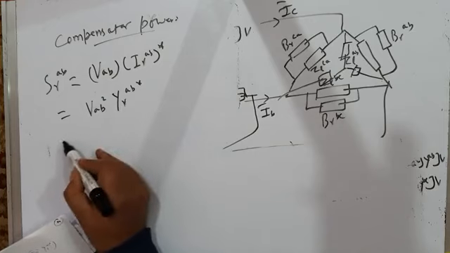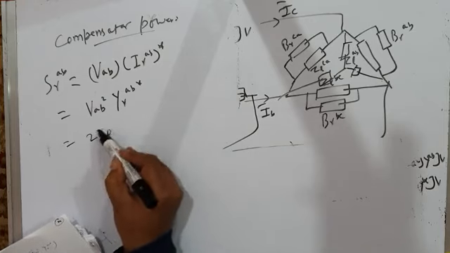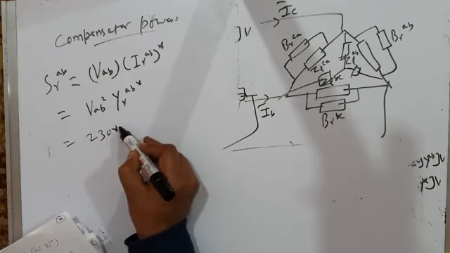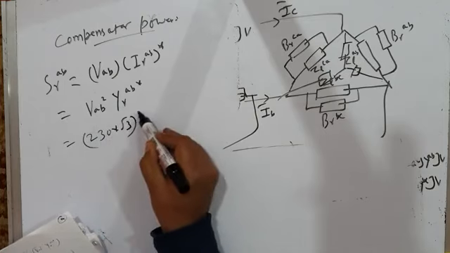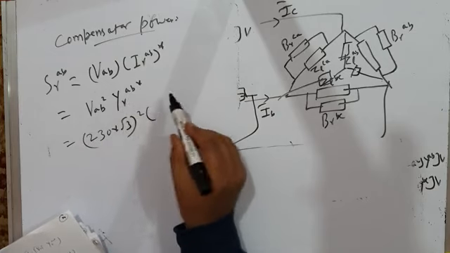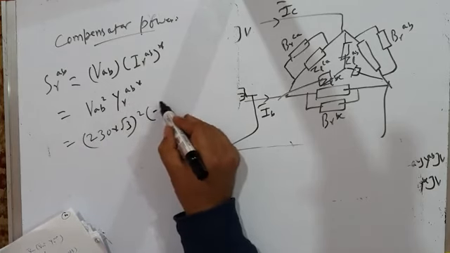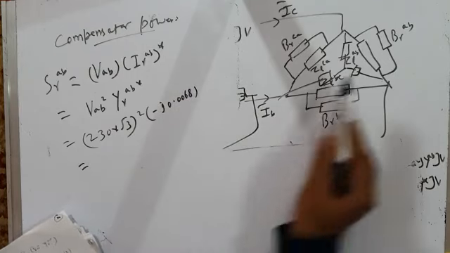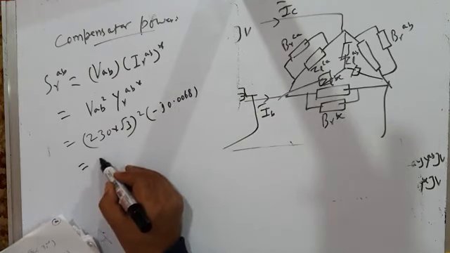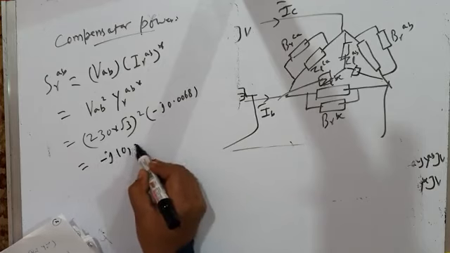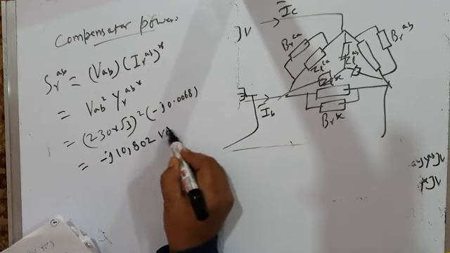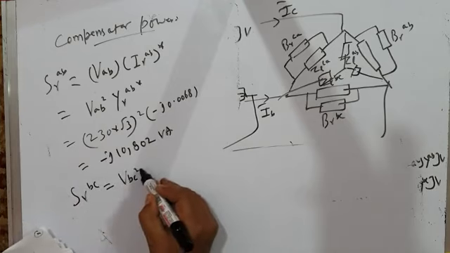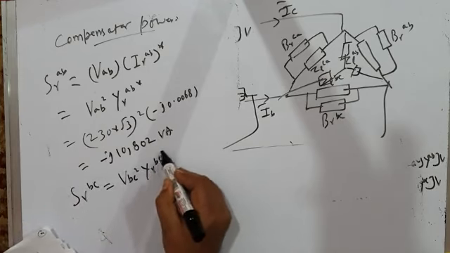Okay, so VAB is 230. AB is line to line voltage. Phase voltage is 230. So line to line voltage is multiplied by √3 whole square into Y gamma AB. AB थोड़ी देर पहले आपने निकाला minus J 0.0068. So ये AB का compensator power rating होगी. This is minus J 10,802 volt ampere.